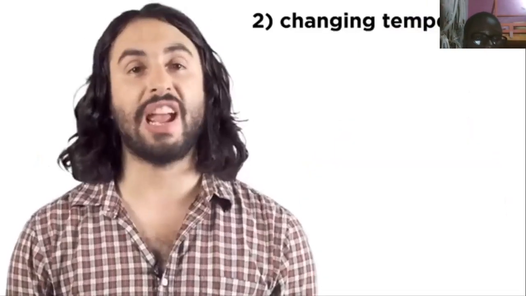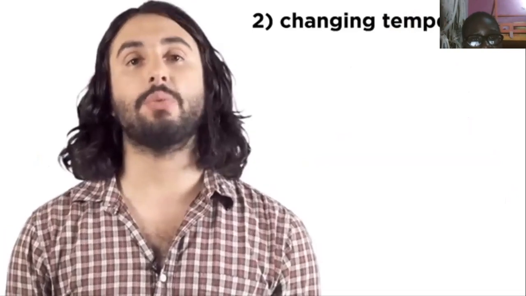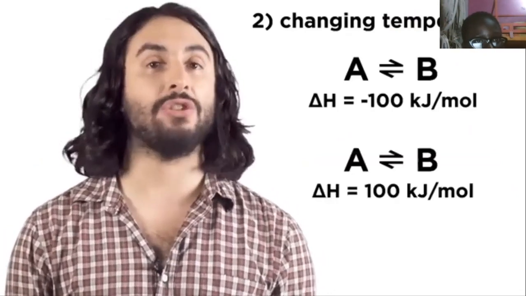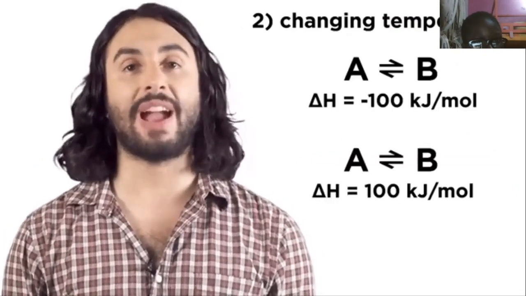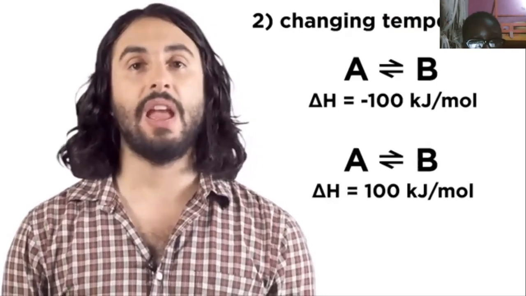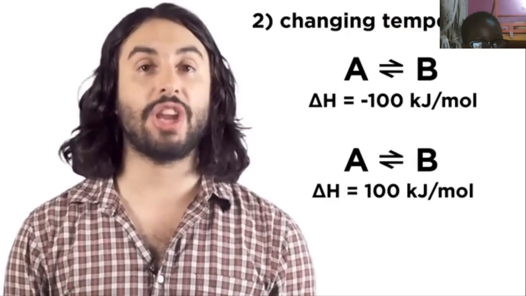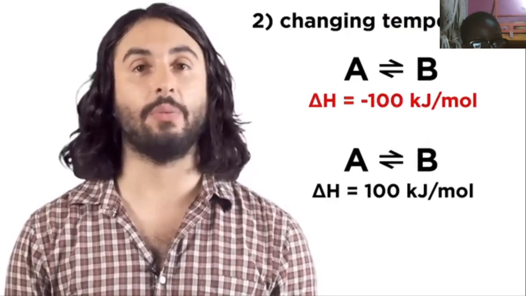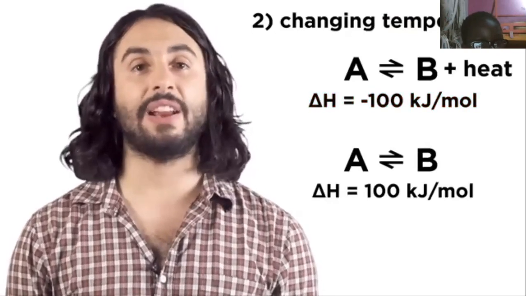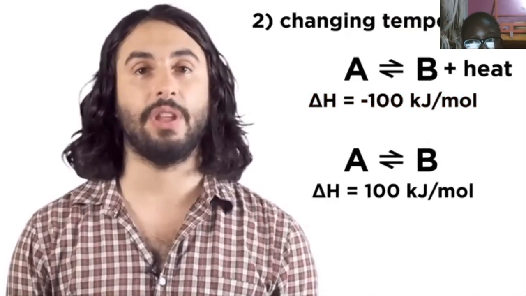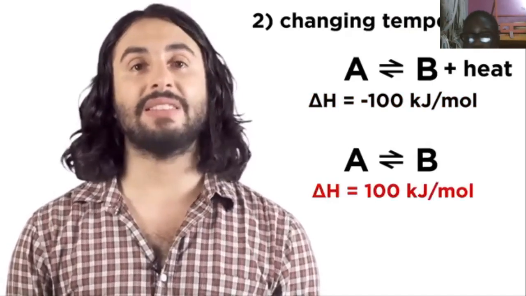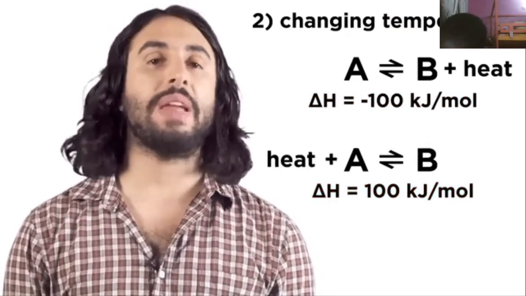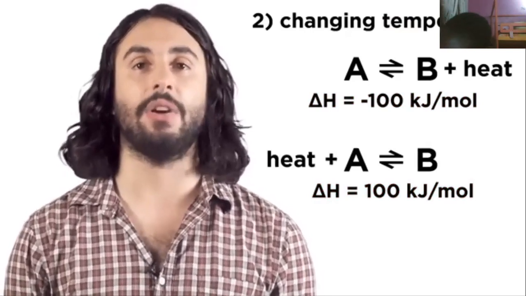Another stress would be to change the temperature. To see how this would affect an equilibrium, we have to see whether a given reaction is exothermic or endothermic. This tells us whether a reaction absorbs or releases energy, and is signified by delta H, the change in enthalpy. If delta H is negative, the reaction is exothermic and releases energy. So we could think of heat energy as a product of this reaction. If instead it's positive, that means it's endothermic, and energy must be absorbed for the reaction to go. So we could think of heat energy as a reactant in that scenario.